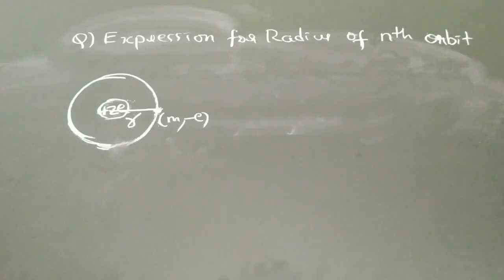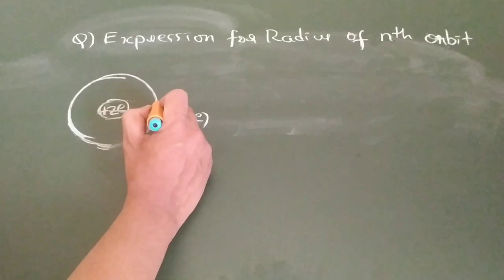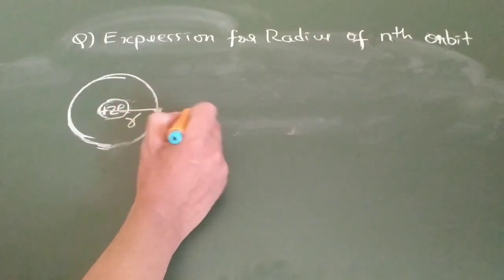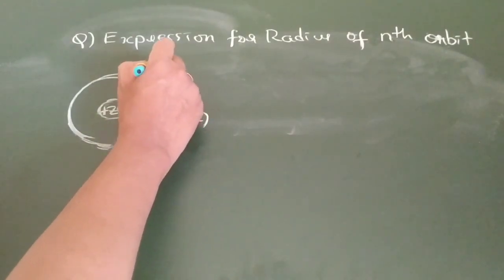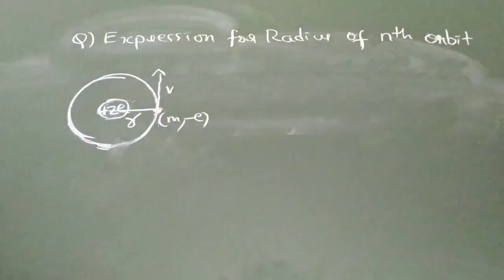And let's say this electron is revolving with tangential velocity v. Now this is the complete structure of the diagram.